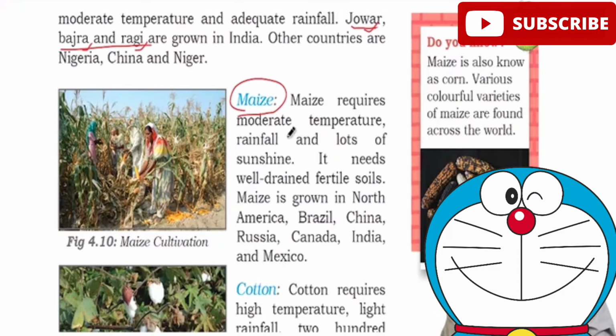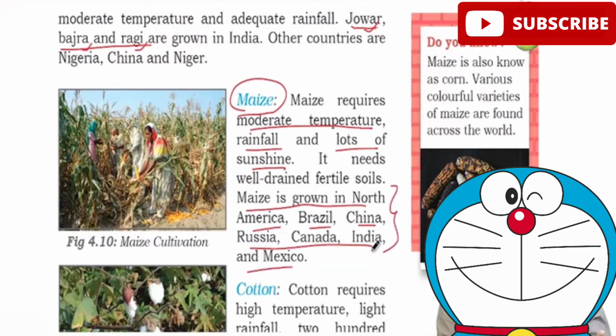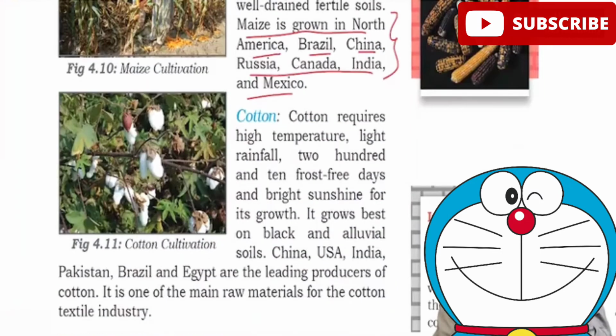So it requires moderate temperature, moderate rainfall, but a lot of sunshine. So regions where high temperature is seen, usually it is grown. Maize is grown in North America, Brazil, China, Russia, Canada, India and Mexico. But mostly in America and European countries, you see this. And the next important crop is cotton.